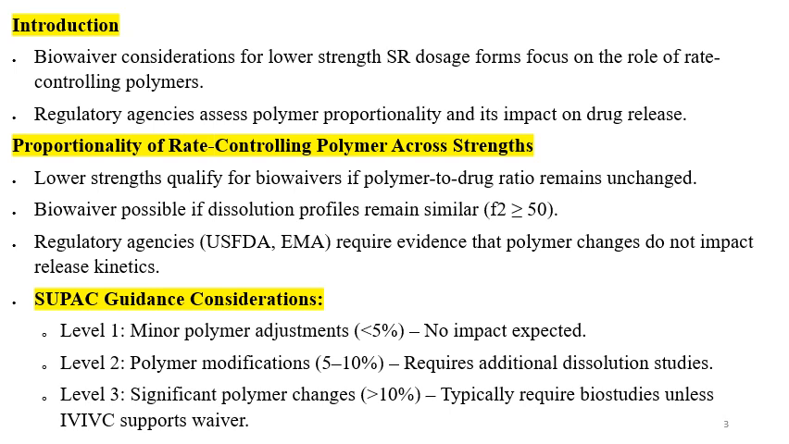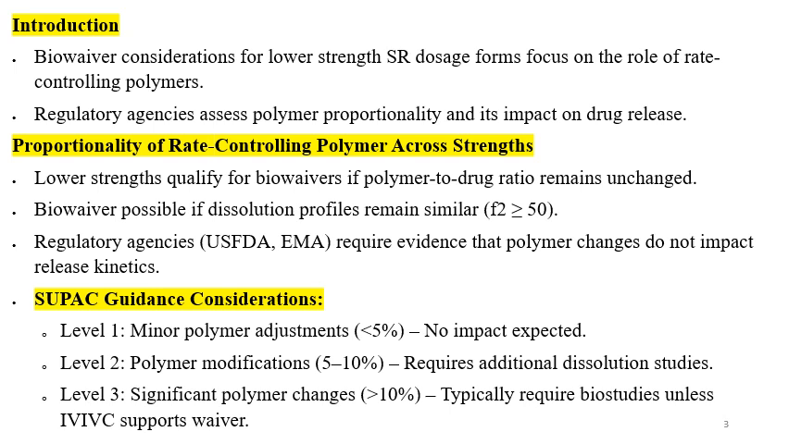SUPAC guideline considerations are also there, which need to be critically evaluated. There are three changes: level 1, level 2 and level 3, based on whether the change is minor, moderate or major. Level 1 change is minor polymer adjustments within or below 5%, so no impact can be expected. Level 2 is between 5 to 10%. It requires additional dissolution studies.